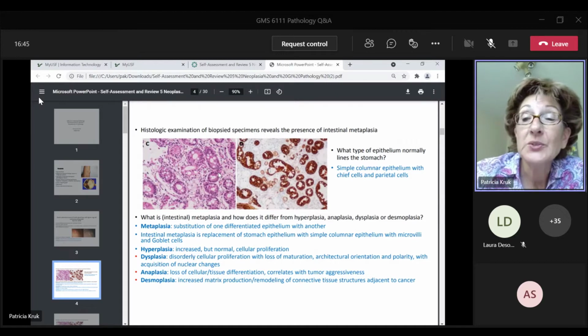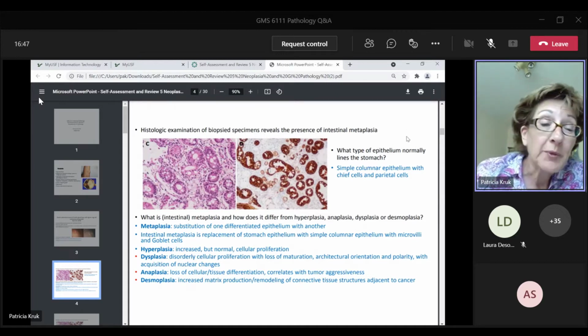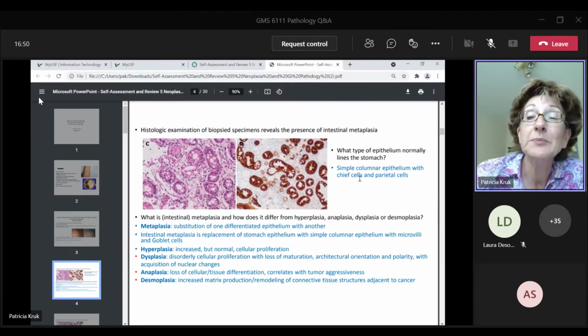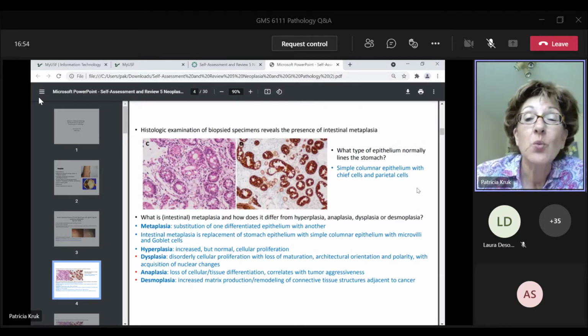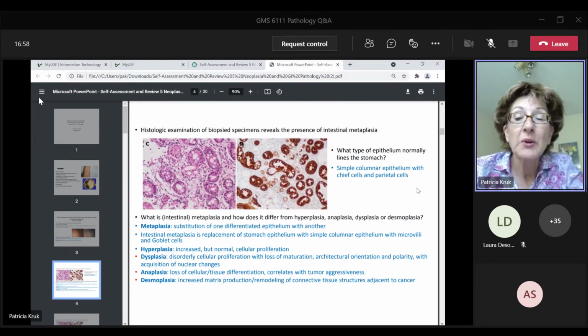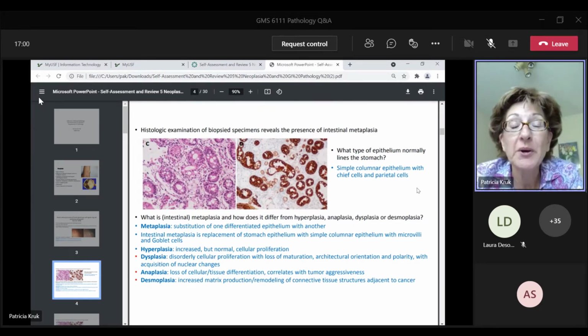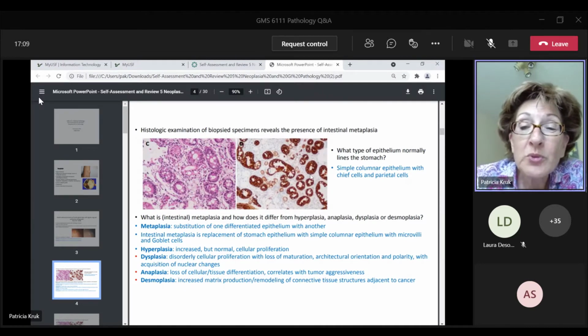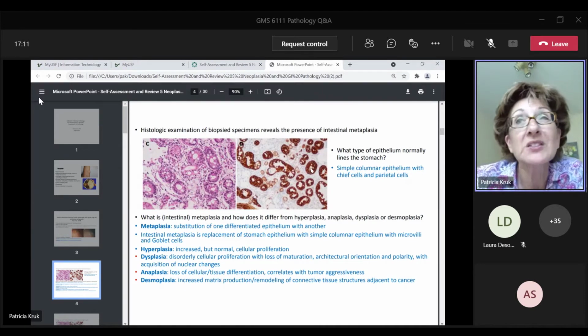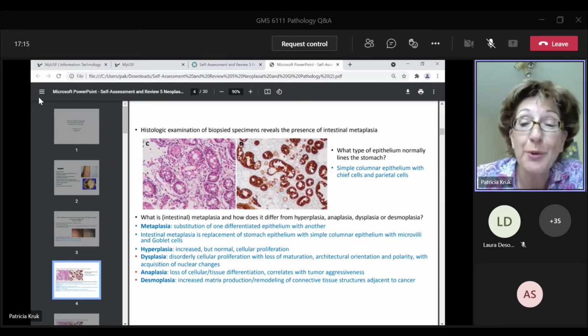In this case, what is the normal epithelium of the stomach? It's usually a simple columnar epithelium with a lot of chief cells and parietal cells. So what do we mean by intestinal metaplasia? Remember the term metaplasia, as defined with those other forms of adaptation, and again temporary, is the situation where we replace the epithelium. If you look at this, they look like normal epithelium, right? It looks like something you would see in some part of the body as a normal adult differentiated epithelium.